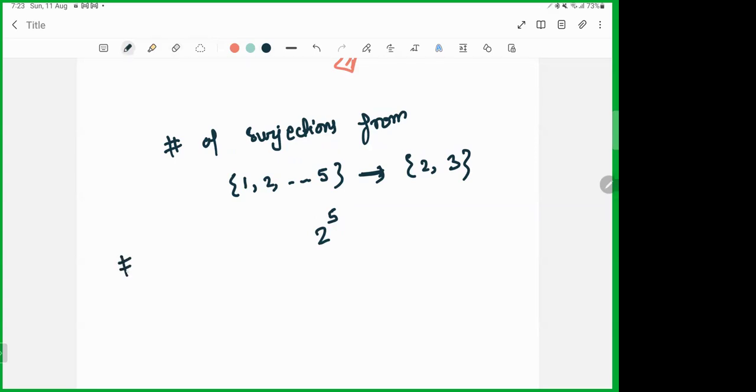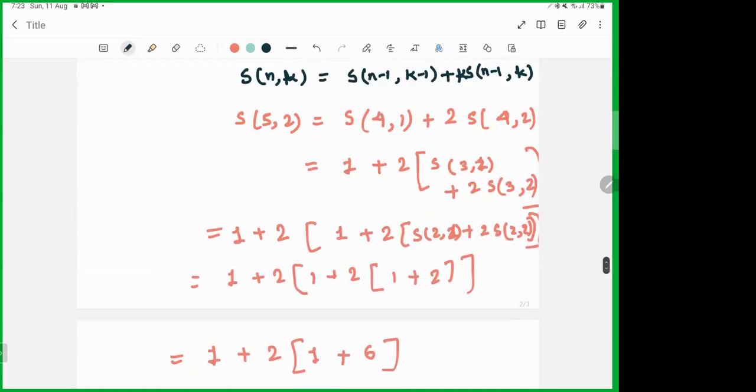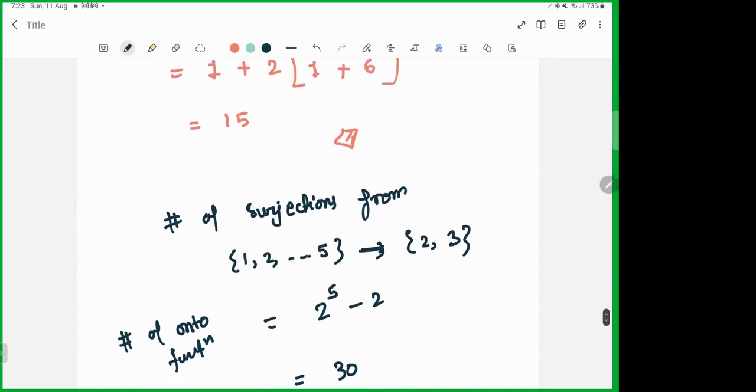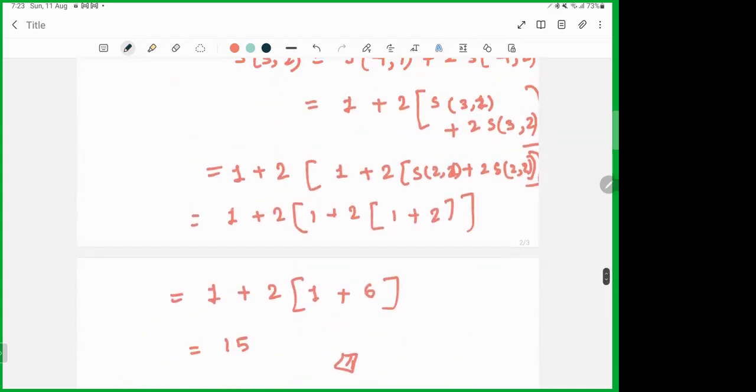So the number of onto functions: a function which is not onto is a constant function in this case, right? Yes. So you just need to remove the constant functions from the total functions, and that will be the number of onto functions. So that is basically 2 to the power 5 minus 2. What is this number? 30. This is 30. So our answer is incorrect. Our computation is somewhere wrong. So what did we do wrong?